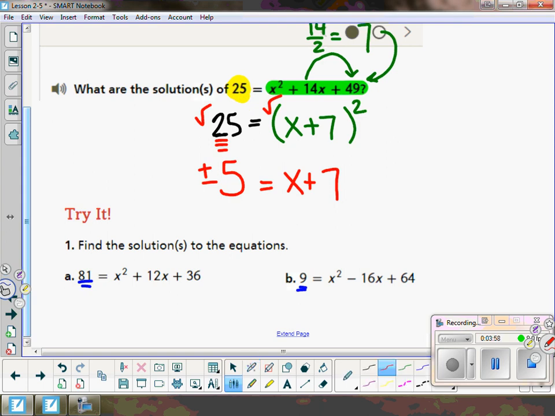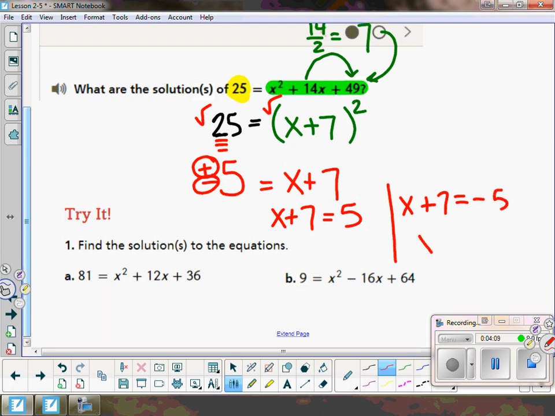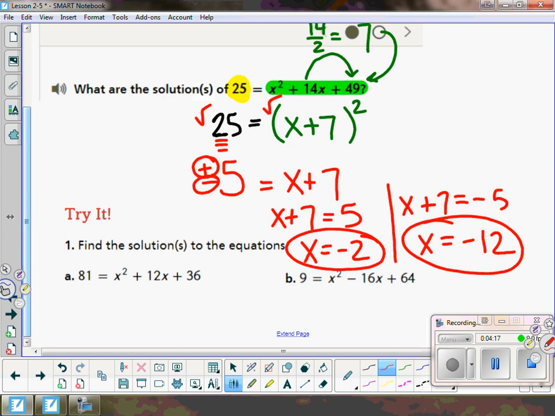So what we do next is we take x plus 7 and we set it equal to 5. And then we take x plus 7 and we set it equal to negative 5 to get our solutions. Taking away 7 from both sides, we get negative 12 and negative 2 as our 2 solutions to this quadratic. So if we check this by plugging negative 2 or negative 12 in for our x values, this equation would equal 25.